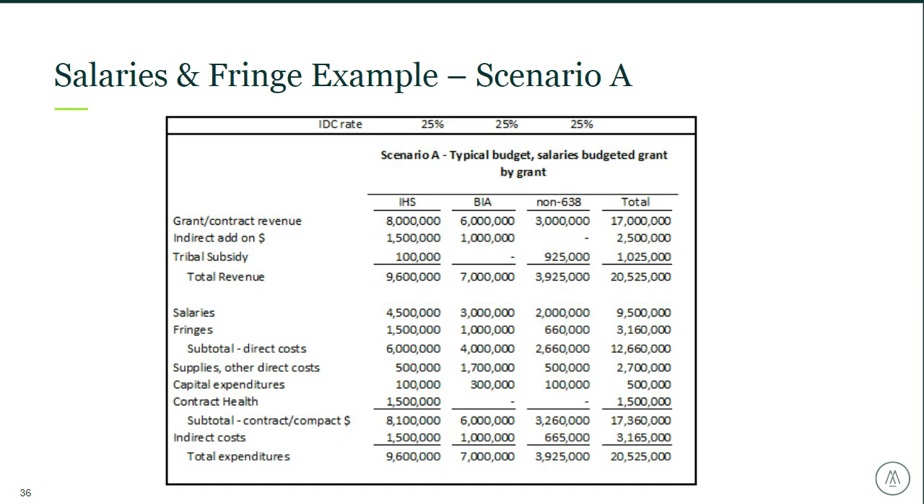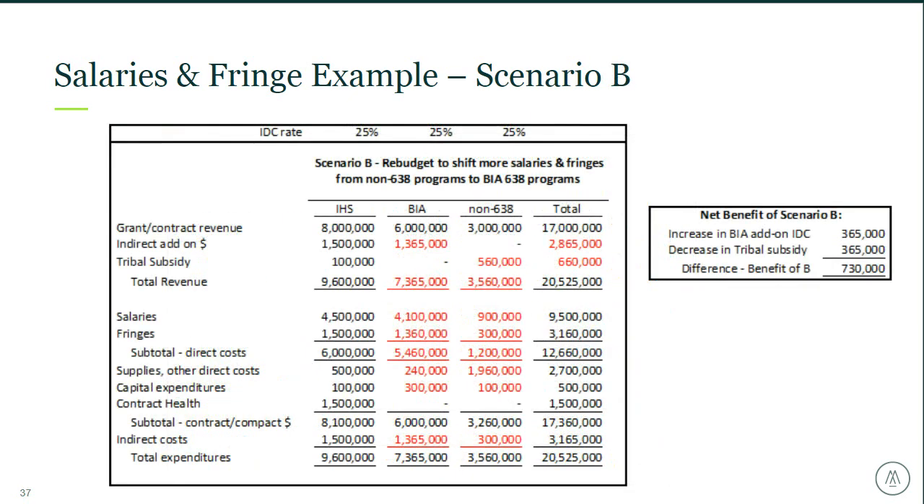So let's say we are able to shift some salaries from non-638 programs to BIA programs. So in this example, I have found $1,460,000 worth of salary and fringe that I can move out of the non-638 funding and into the BIA program. We still need to make sure your salary and fringe are allowable under the BIA program. So it's a matter of really going through the salaries, the employees, and job descriptions paid under non-638 funding to evaluate if any of them can be charged under IHS or BIA.